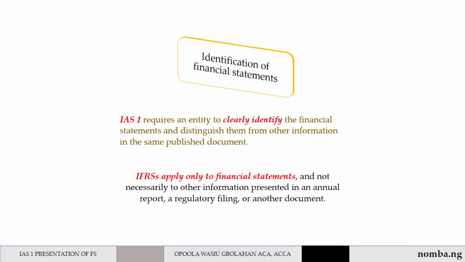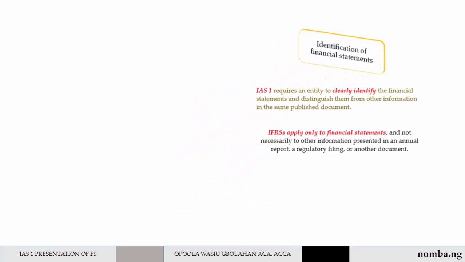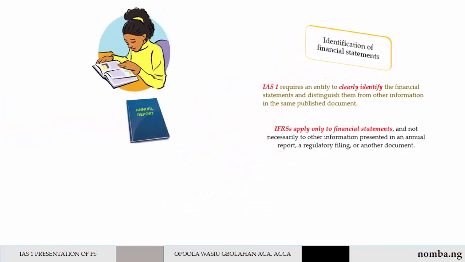IFRS apply only to financial statements and not necessarily to other information presented in an annual report, a regulatory filing, or another document. Therefore, it is important that users can distinguish information that is prepared using IFRS from other information that may be useful to users, but is not the subject of the requirement of IFRS. We'll still look at other information that is in the financial statement but is not prepared using IFRS. Okay? We'll look at that information.